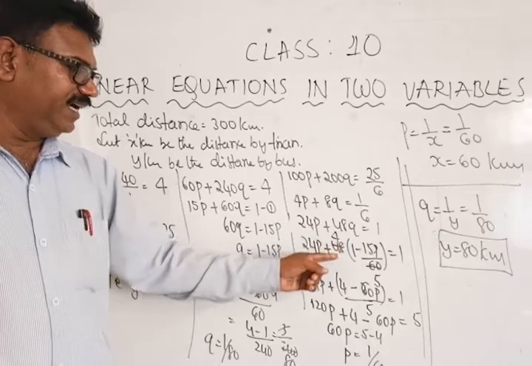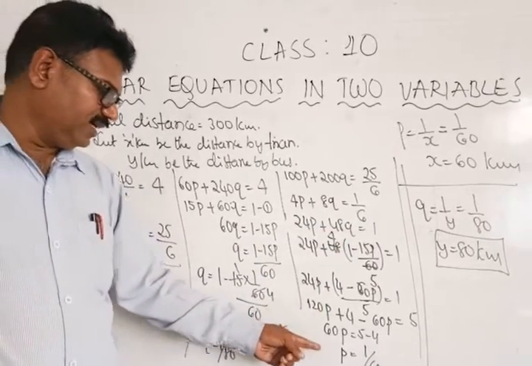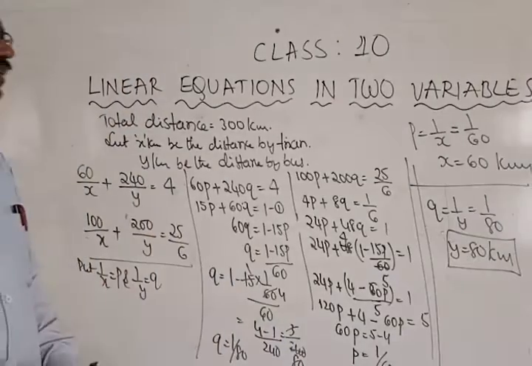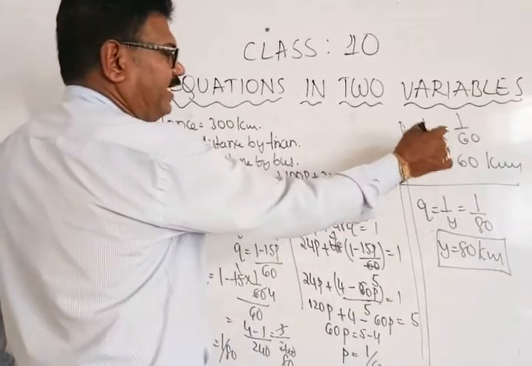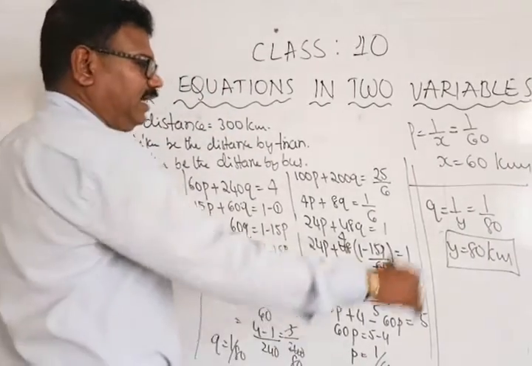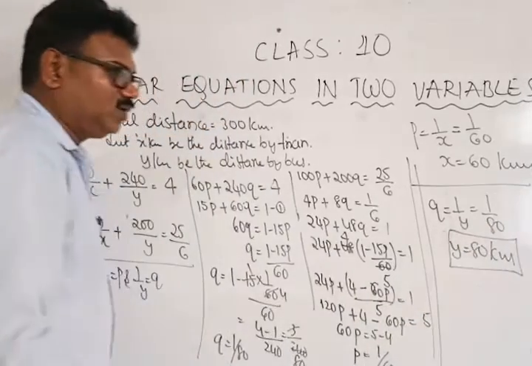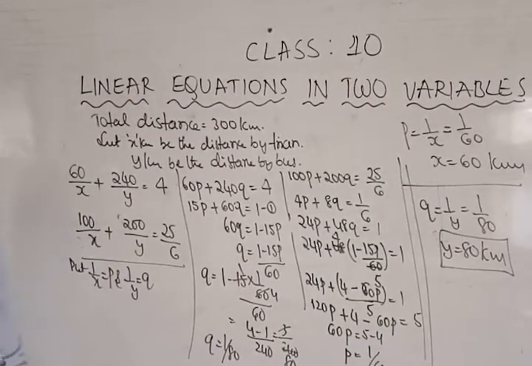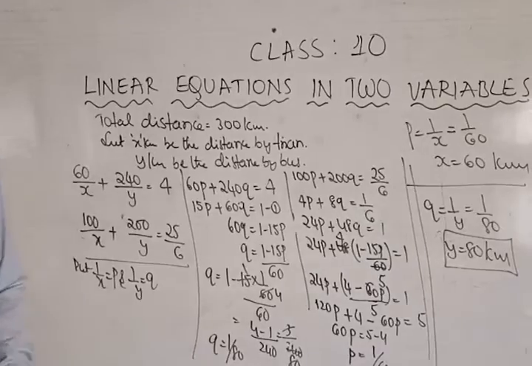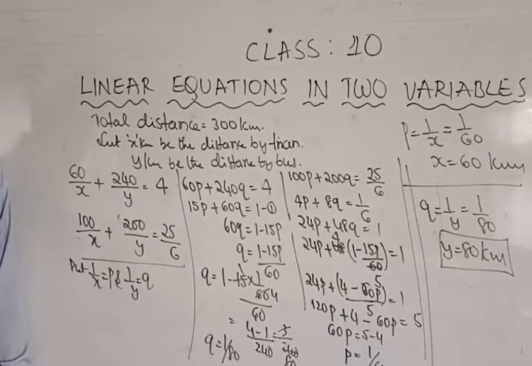24p plus 48q equal to 1. You substitute this, what will you get? p equal to 1 by 60. Then p equal to 1 by x equal to 1 by 60. Therefore, x equal to 60 kilometers. And q equal to 1 by y equal to 1 by 80, so y equal to 80 kilometers. Okay? So this is the end of your linear equation. Please take down the problem and the solution.